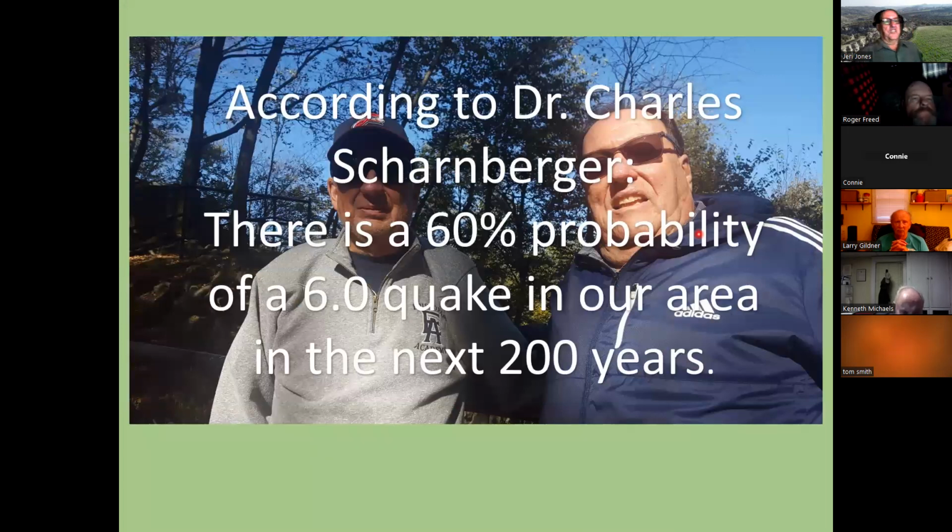So, according to Dr. Charles Schoenberger, he likes probability. There's a 60% probability of a 6.0 earthquake in our area in the next 200 years. So just think about that.